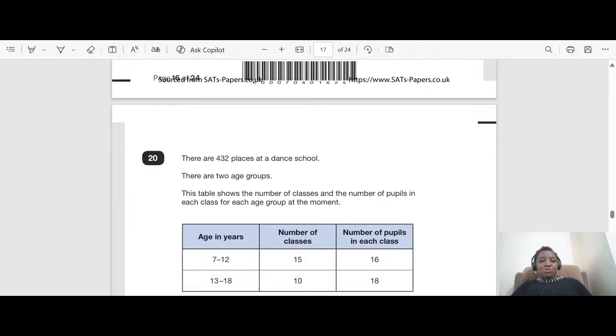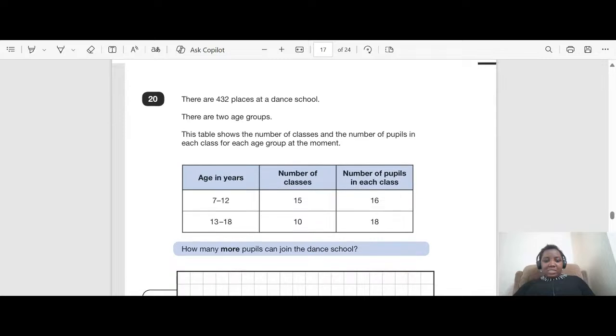Now let's go on to question number 20. There are 432 places at a dance school. There are two age groups. This table shows the number of classes and the number of pupils in each class for each age group at the moment. So for 7 to 12, we have 15 classes and 16 pupils. For 13 to 18, we have 10 classes and 18 pupils. How many more pupils can join the dance school?